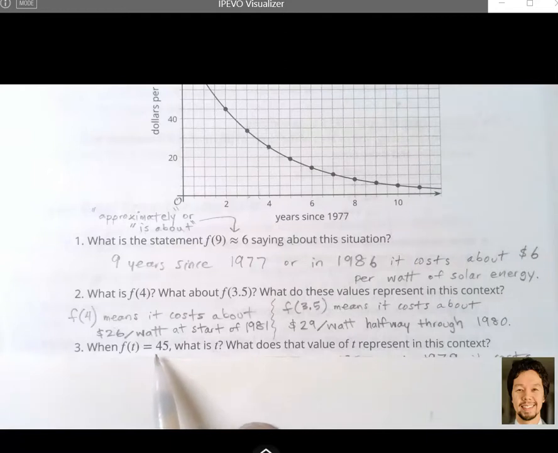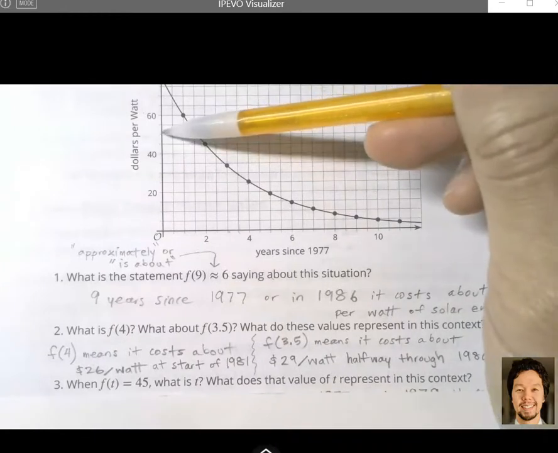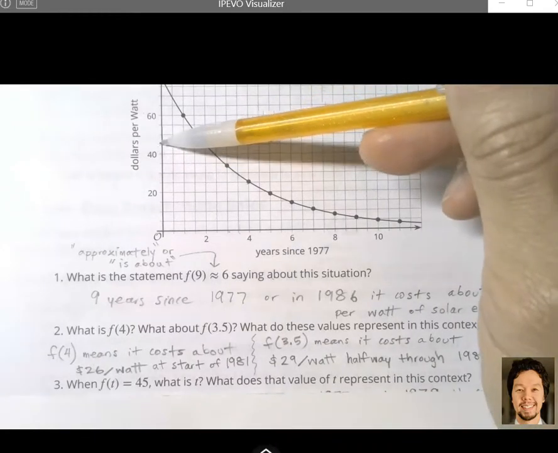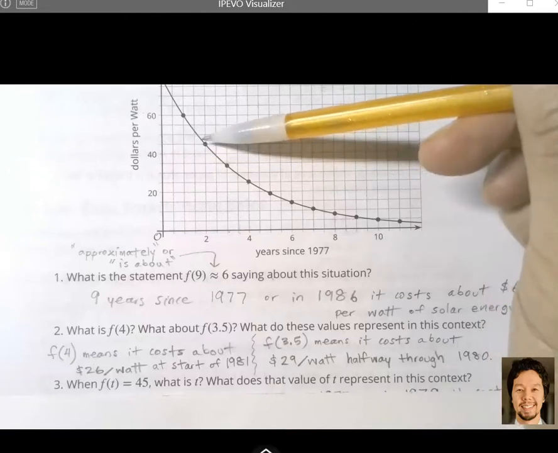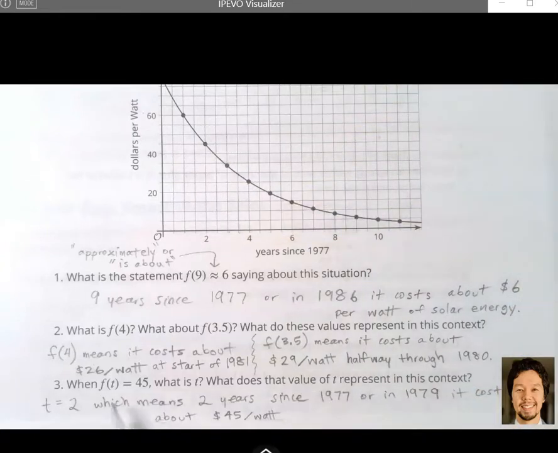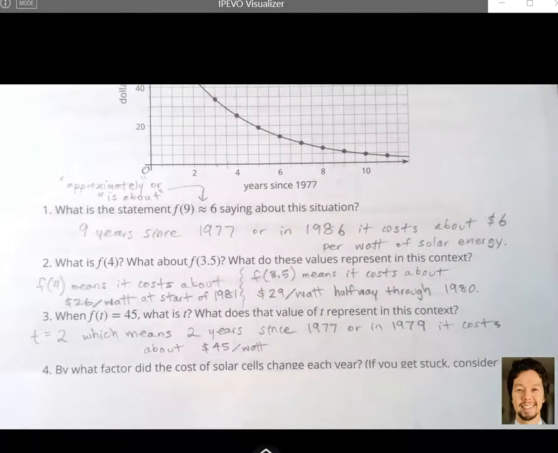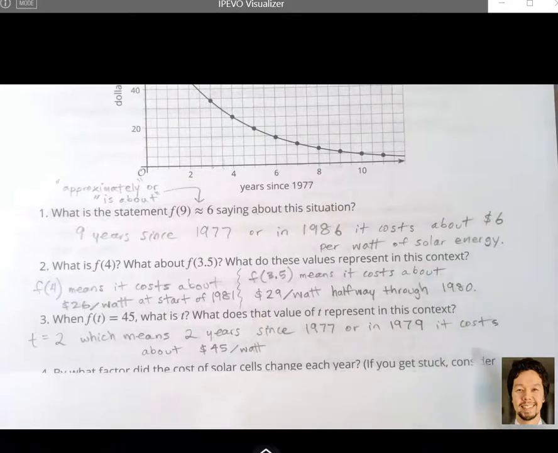Number 3, when f of t equals 45, what is t? So here we're going to work backwards. They give us the output. The output is $45. Find t. Find the number of years after 1977 that the cost per watt is about $45. So if we look at $45, here we have 40, here's 50, here's $45. And we go over to the graph, we see that it hits exactly at 2 years. So the answer is 2. T equals 2, which means 2 years since 1977, or in 1979, it costs about $45 per watt.